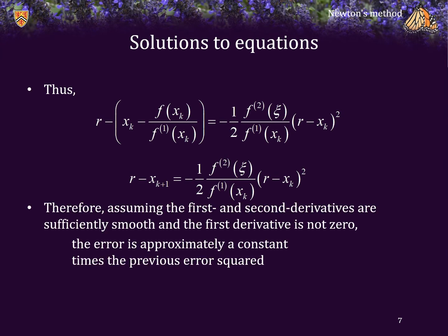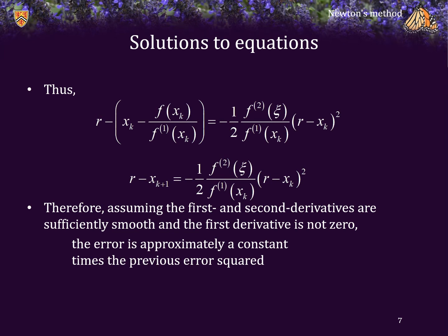Consequently, assuming that the first and second derivatives are sufficiently smooth and the first derivative is non-zero, then the error of the next approximation is approximately a constant times the previous error squared. So if the previous error was 0.1, then the error of the next approximation will be a constant times 0.1 squared, or that constant times 0.01.